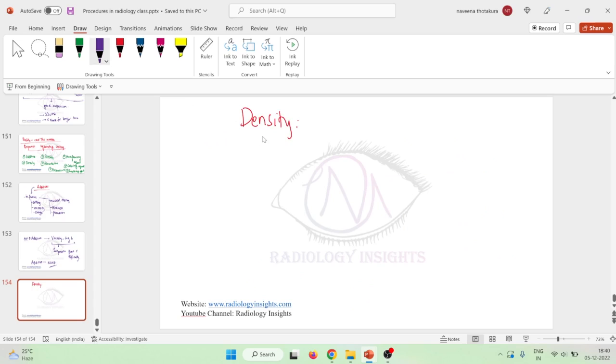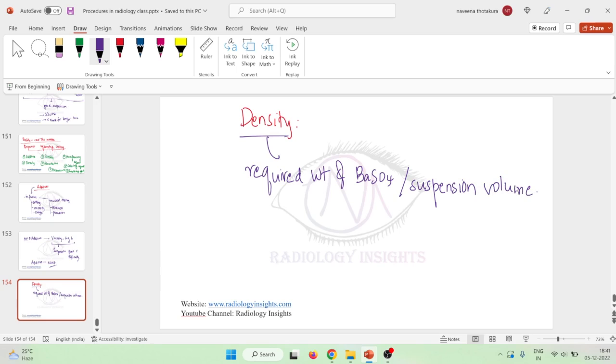Next, the second property is density. For density, first and foremost, you will have to make the suspension using the required weight of barium sulfate. The particular amount of barium sulfate should be taken, and then you add it to the suspension volume, and you will get the particular density of barium sulfate.